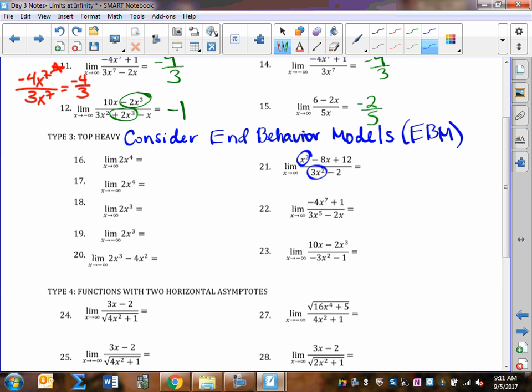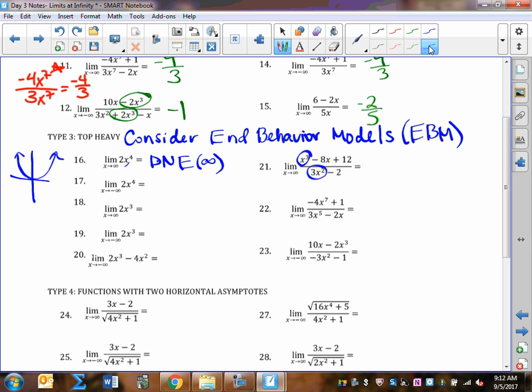Now, number 16, there's really no simplifying here. So my end behavior model would be just the same thing as x to the 4th. If we think of this graph, what does an x to the 4th graph look like? Yeah, it's like a stretched out parabola, right? You might have some craziness happening here, but since my leading coefficient is positive, my ends are going to be going toward positive infinity. So as x approaches positive infinity, my end behavior is approaching positive infinity.